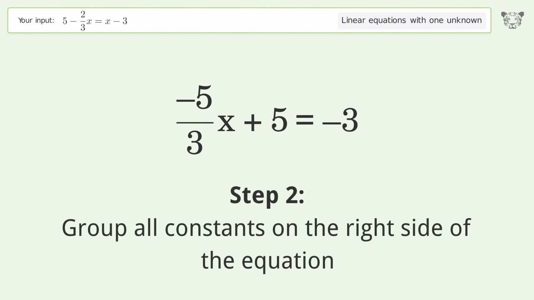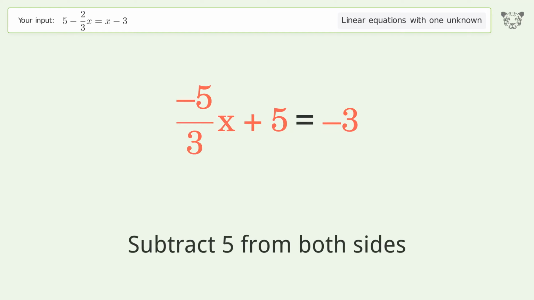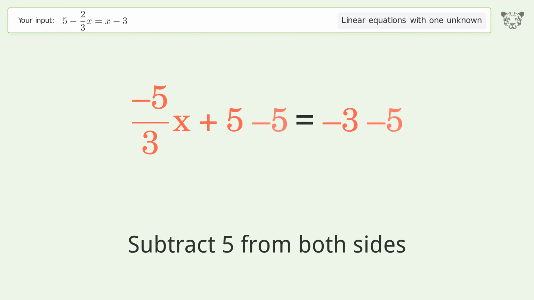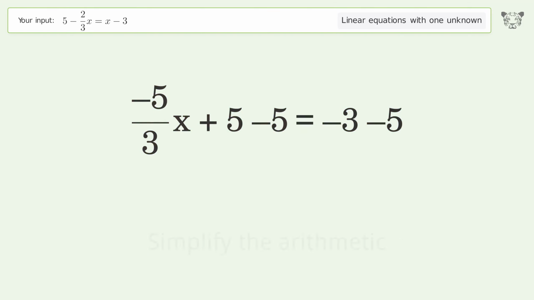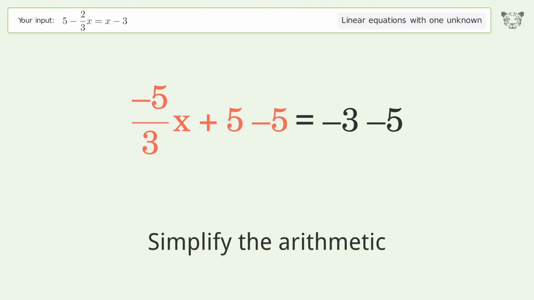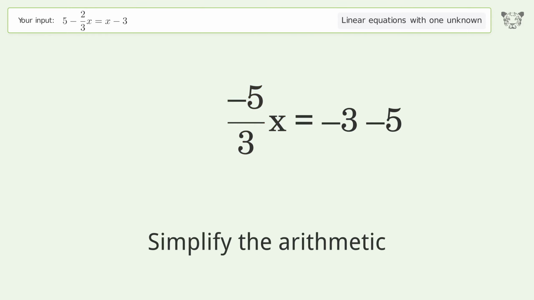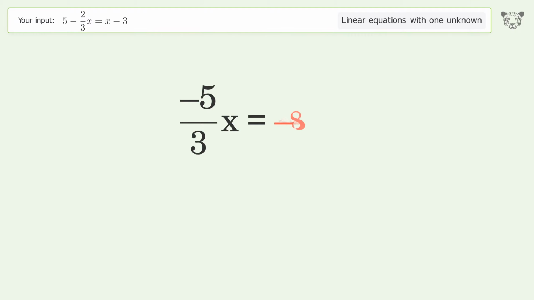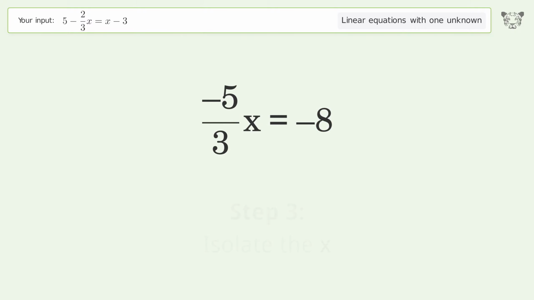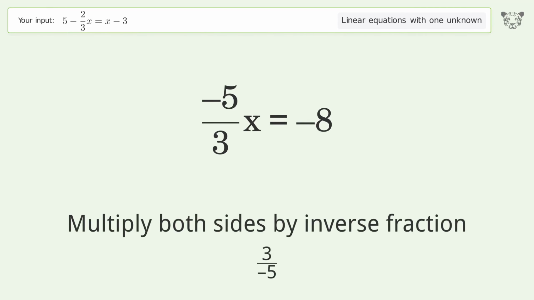Group all constants on the right side of the equation. Subtract 5 from both sides. Simplify the arithmetic. Isolate the x. Multiply both sides by inverse fraction 3/5.